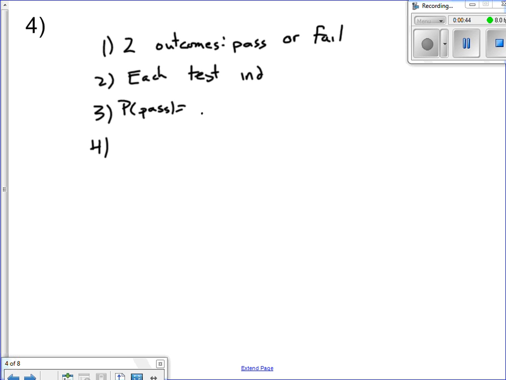The probability that they pass, it says, is 0.75. And what's the probability the student will fail in the first attempt? So in other words, we're looking for until success. So right here, when we get to number 4, this tells us we're in a geometric distribution.